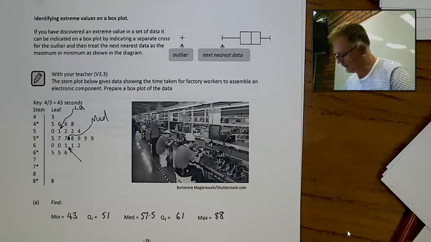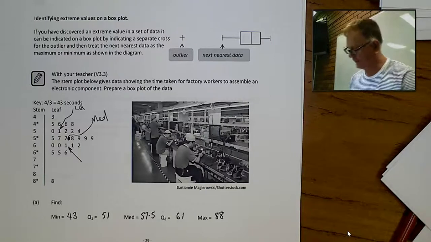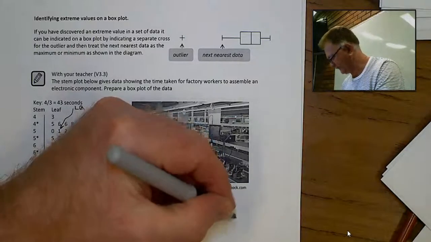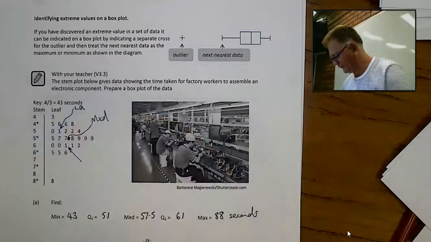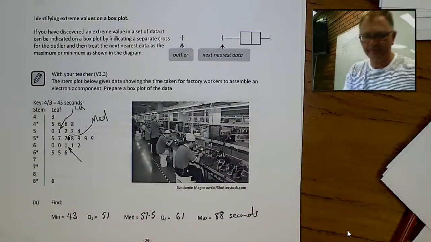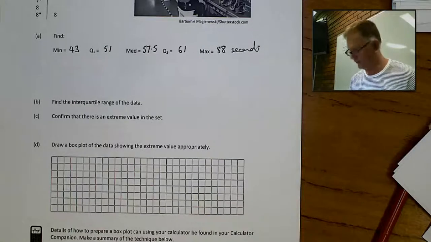Data shows the times taken for factory workers to assemble an electronic component. So I suppose these are measured in seconds. We're going to turn over and do a box plot. Before we do that box plot, we're just asked to find the interquartile range and confirm that we've got an extreme value in the set.